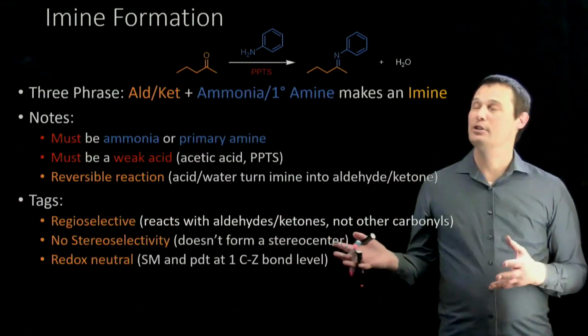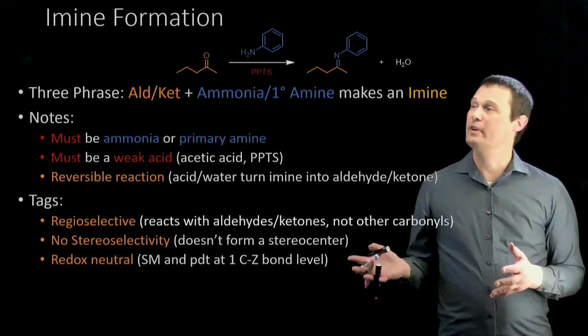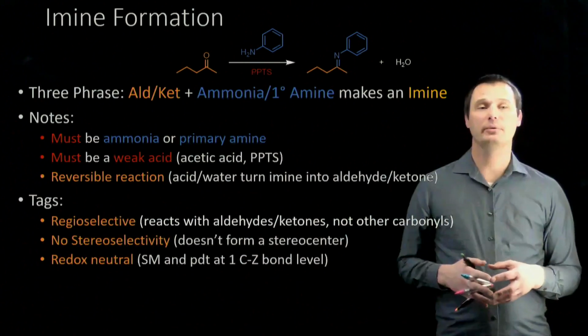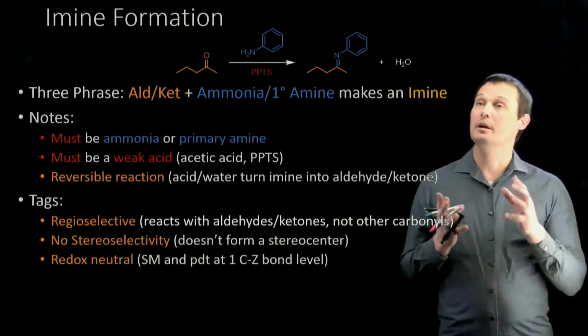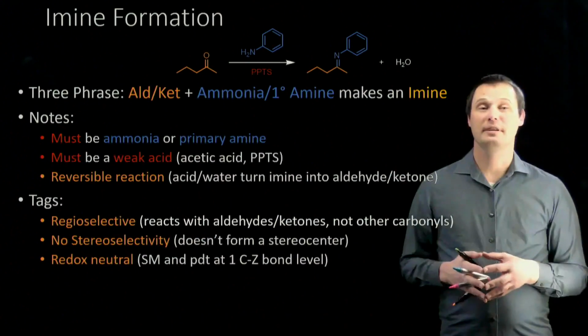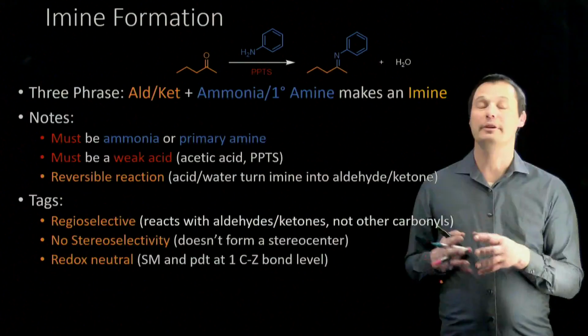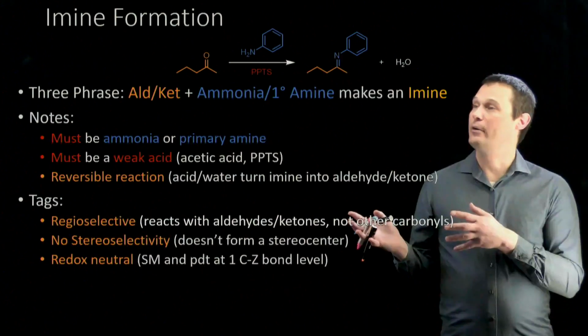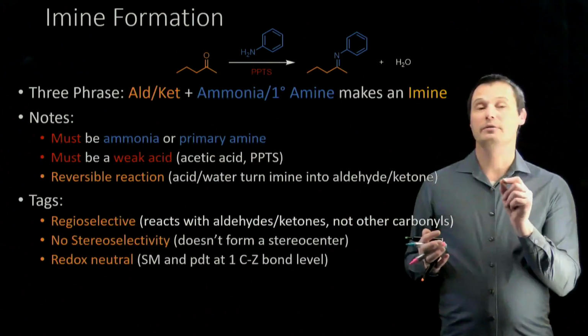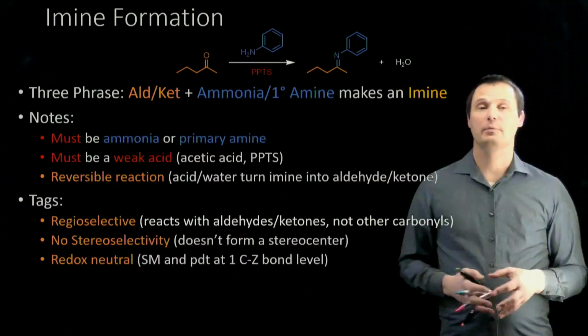This is our reaction card for the imine formation. The three-phrase sentence for this reaction is an aldehyde or a ketone reacts with ammonia or a primary amine to make an imine. We need to know that three-phrase sentence in all possible combinations. An aldehyde or a ketone reacts with a primary amine to form an imine. A primary amine turns an aldehyde or a ketone into an imine, and an imine is formed when an aldehyde or a ketone reacts with a primary amine.